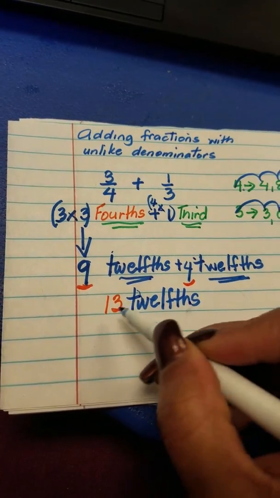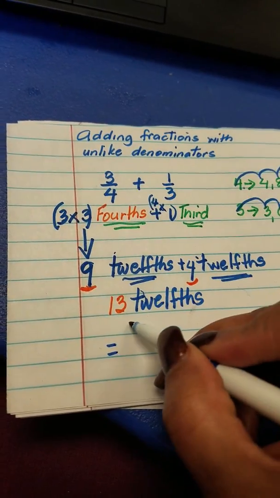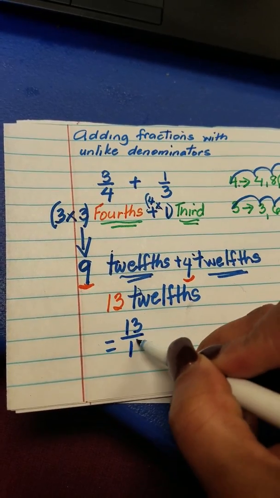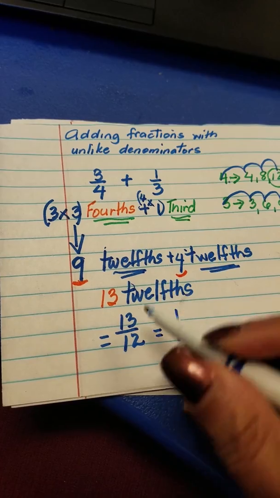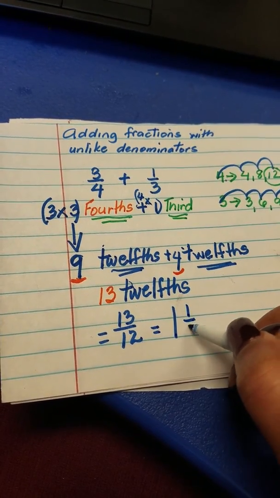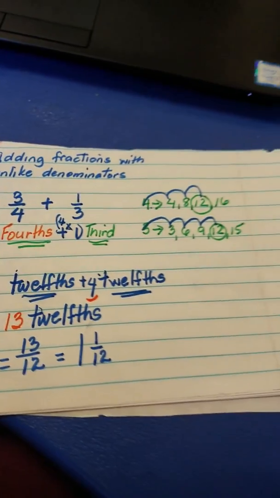How do we write 13 12s as a fraction? That would be 13 over 12, which would be equal to 1 whole and 1 over 12.